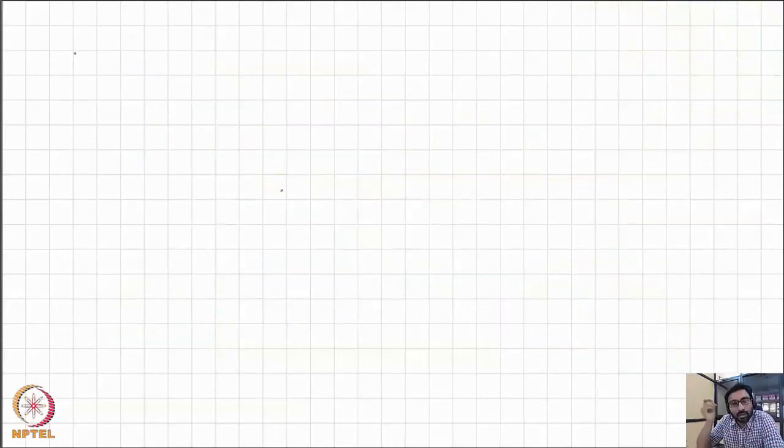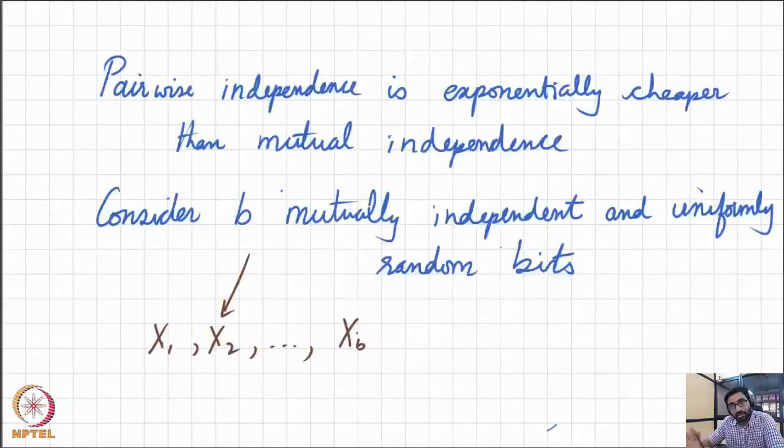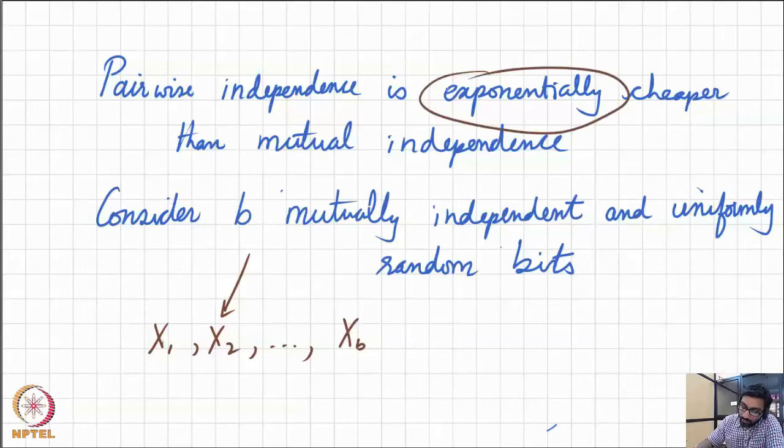You may wonder, why do we even care about pairwise independence? As it turns out, pairwise independent random bits are a lot cheaper in terms of the amount of randomness that we need in order to generate them. So what do we mean by that? Let us consider b mutually independent and uniformly random bits. Let's denote them x1, x2, and so on up to xb. From this, we would like to generate pairwise independent bits. And we would like to generate lots of them. In particular, we would like to generate an exponential number of them. Let's see how we can do that.